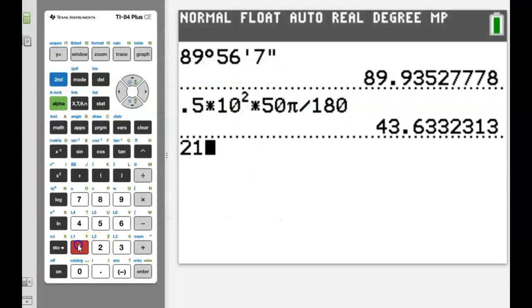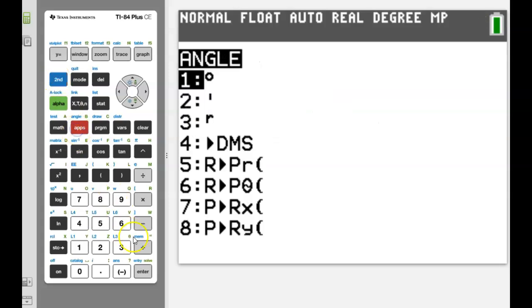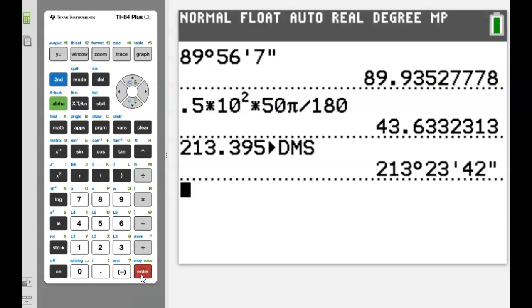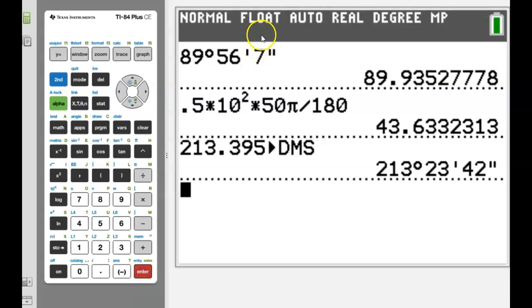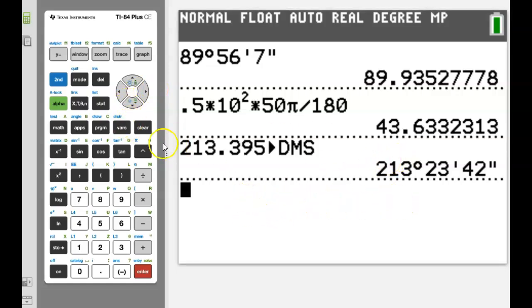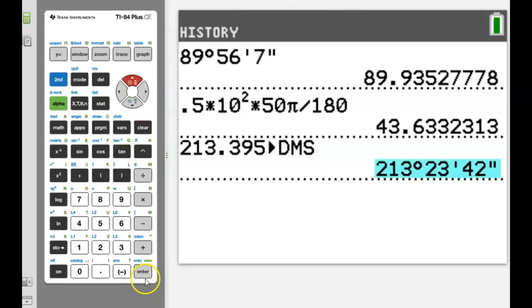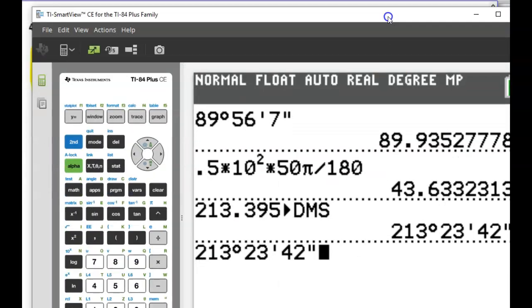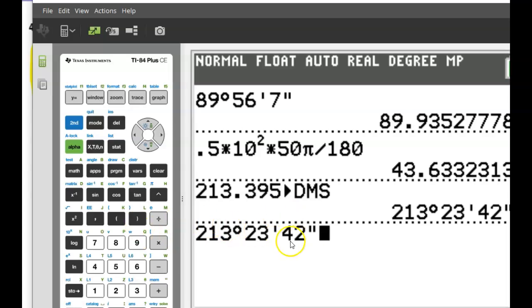213.395, just type it in your calculator. Anybody remember where it is? It's second apps to get the angle menu, and then it's choice 4, degrees, minutes, and seconds. And then you can do the other one a couple different ways. You could just cursor up, which was a good idea that Martin had, and then type over 79, 3, and 45 in there so that it changes it.